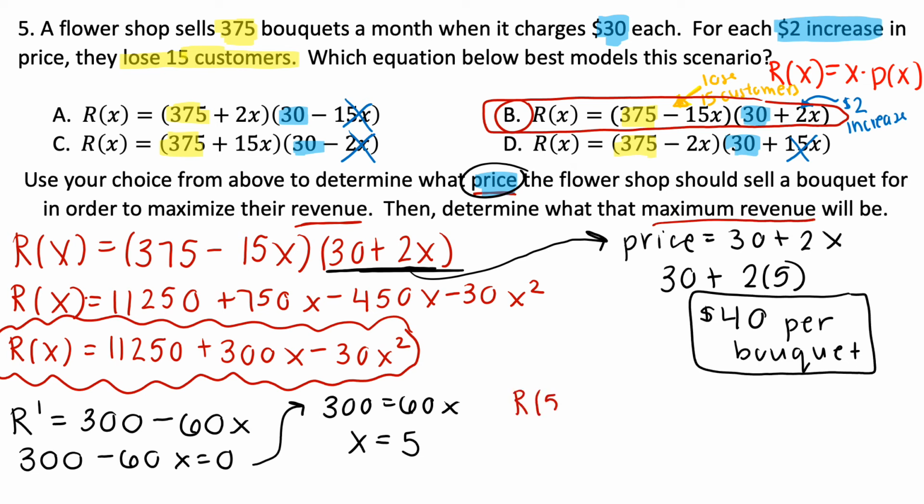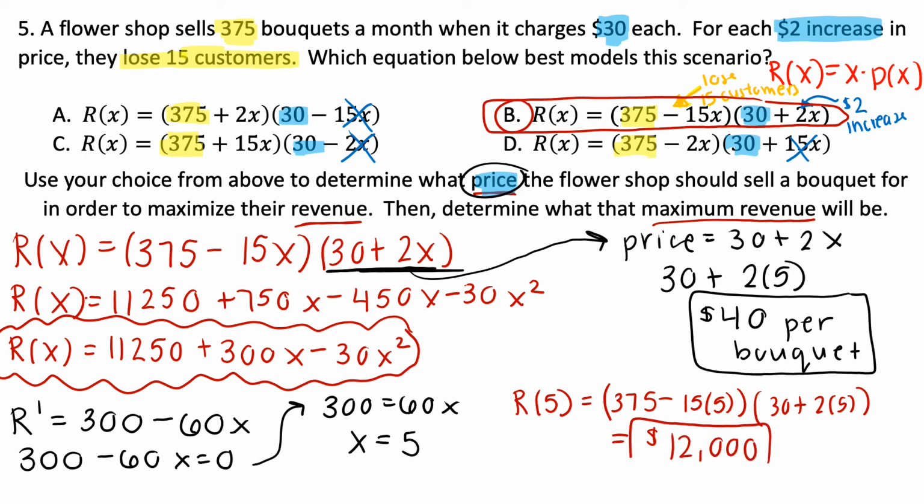So R of 5 gives us, plugging into either your original factored form or your standard form, 375 minus 15 times 5 times 30 plus 2 times 5. Multiplying this out, we should get $12,000 maximum profit. Maximum revenue. Whoops.